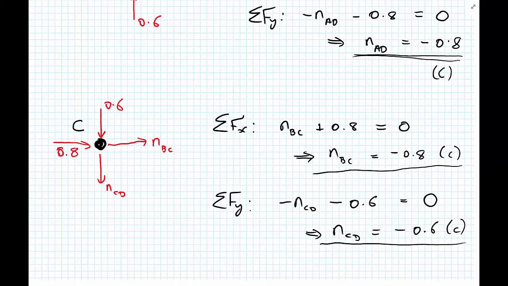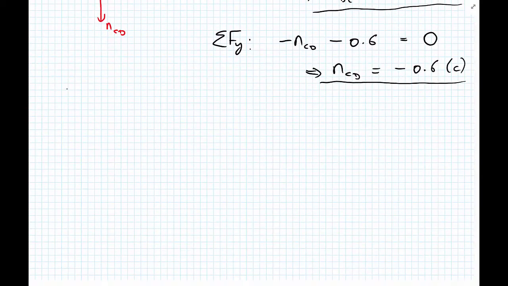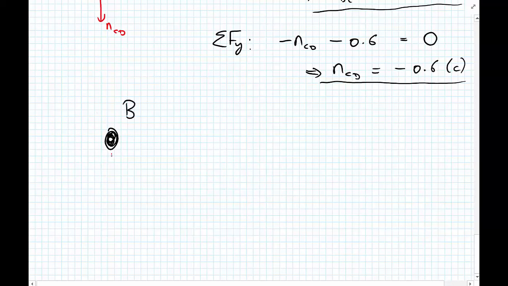And finally, we can proceed on to joint B. We could use joint D as well for a check, but I'm going to leave that for you guys. So first of all, joint B. And the potential forces on joint B are the internal force nAB, the horizontal internal force nBC, so remember BC, and the member force in member BD, so that's nBD. And again, with the direction cosines and sines, so we have 3, 4, 5.